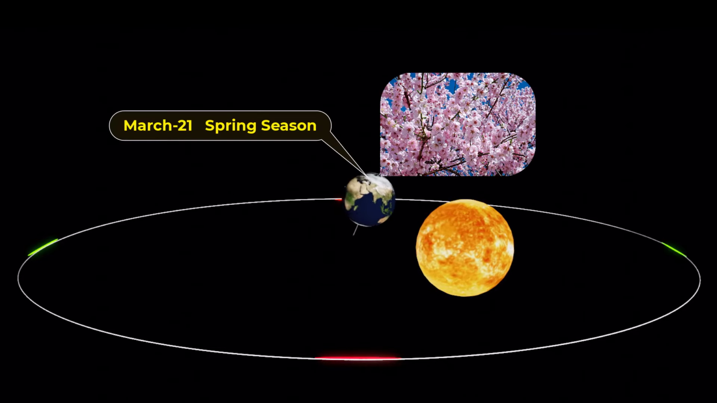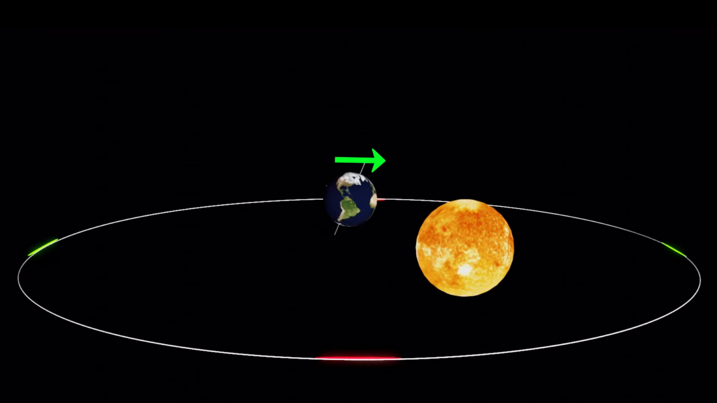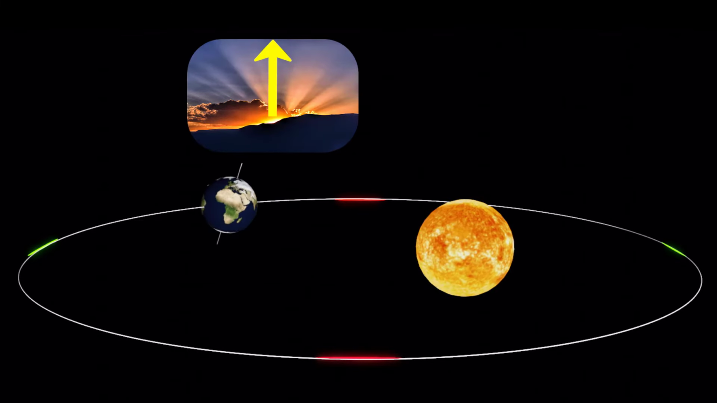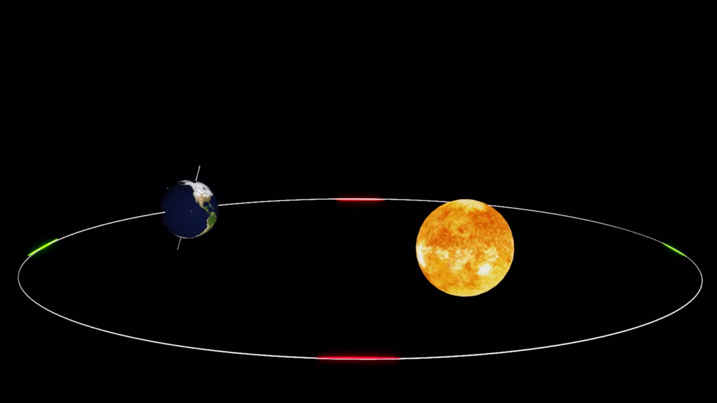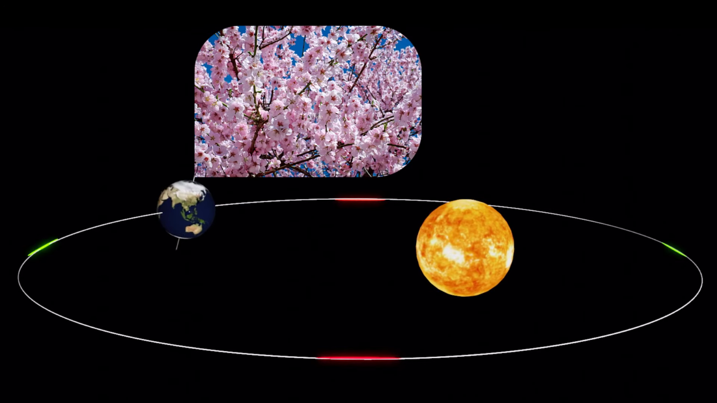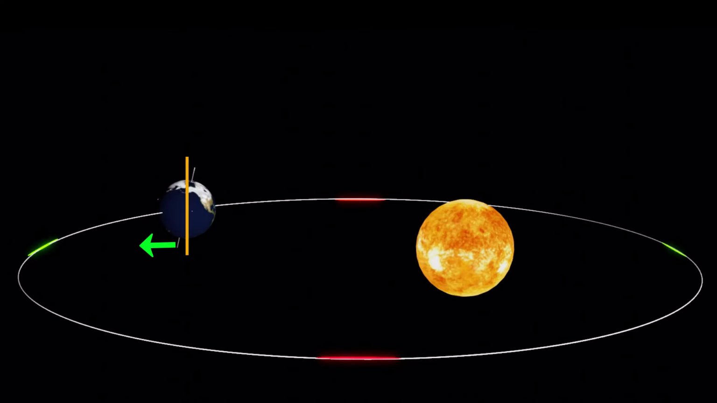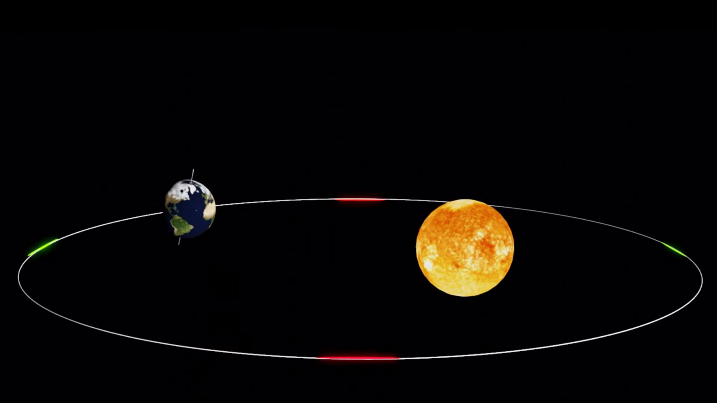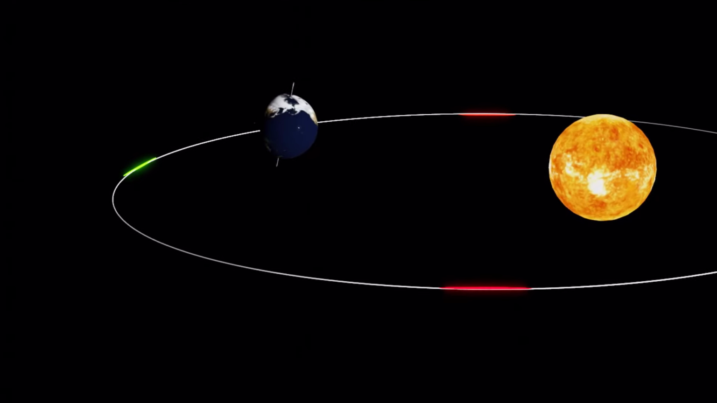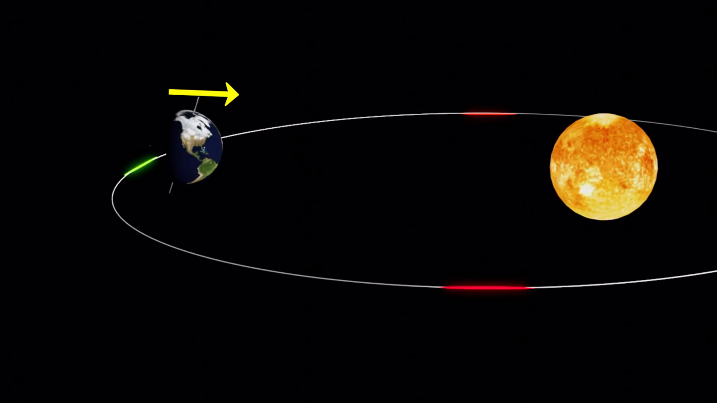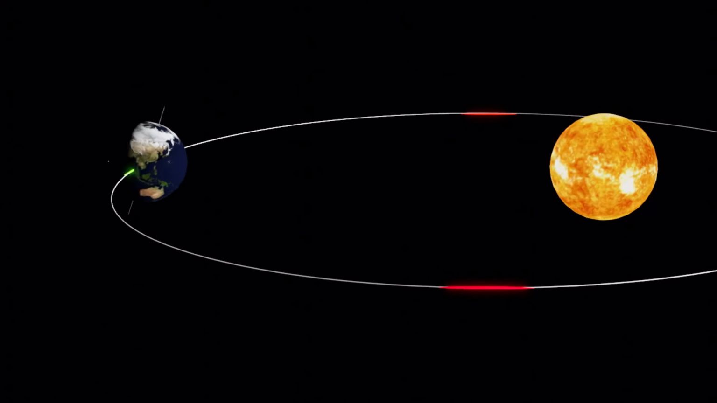During the spring, the northern hemisphere begins to tilt towards the Sun, bringing longer days and warmer temperatures. This is the time when flowers and trees start to bloom. At the same time, the southern hemisphere begins to tilt away from the Sun, marking the start of the autumn season. As the Earth moves farther from the Sun in its orbit, the northern hemisphere reaches its maximum tilt towards the Sun, resulting in the summer season.